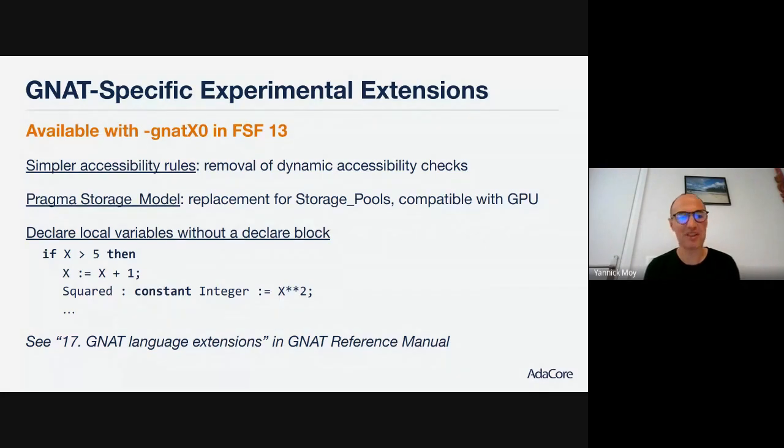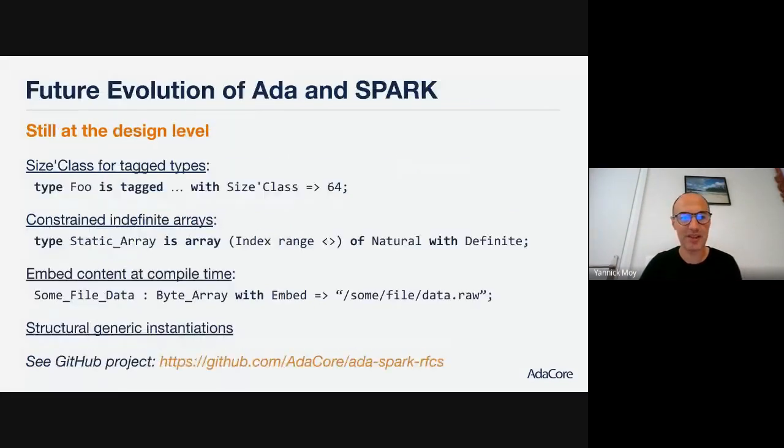And the last one is this thing that is very surprising to people who have been doing Ada for a long time, is the ability to declare local variables outside of a declare block. So here, after this statement, which increases x, I can declare a new variable, square, directly within the single sequence of statements. So for all these, same, you can look at the GNAT reference manual.